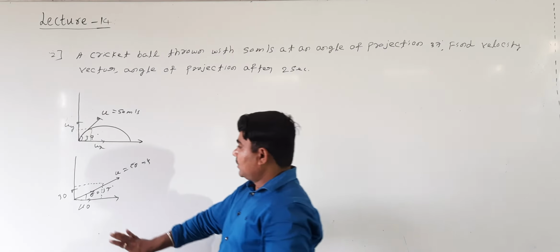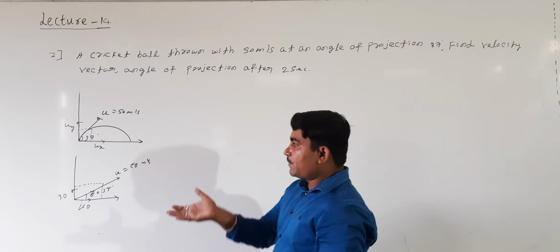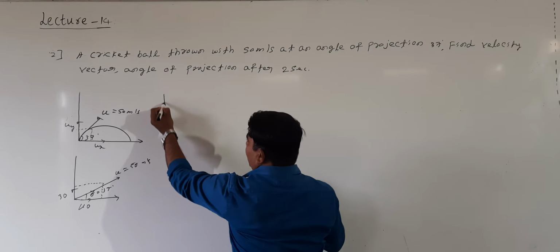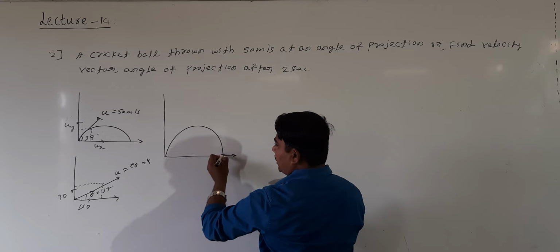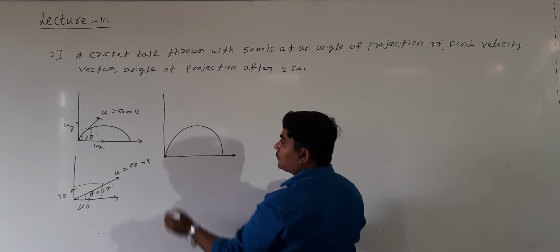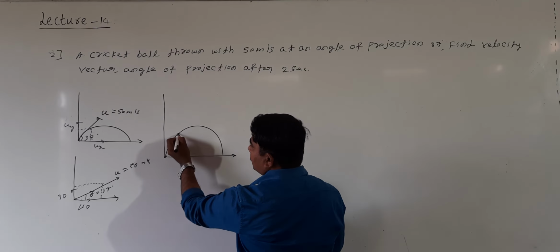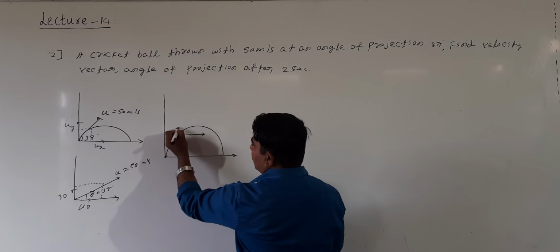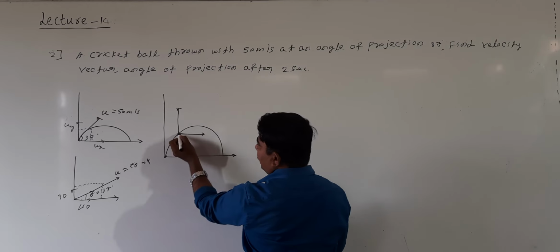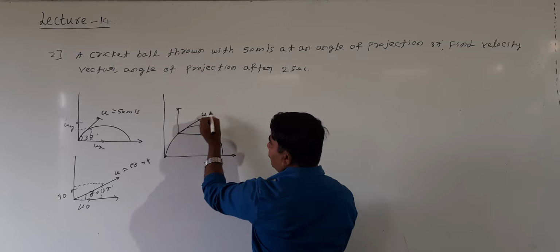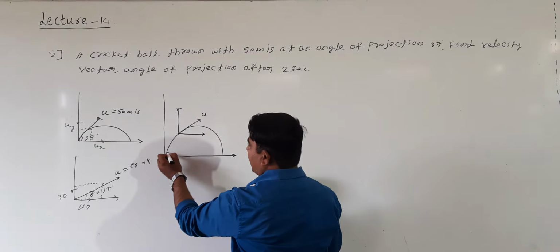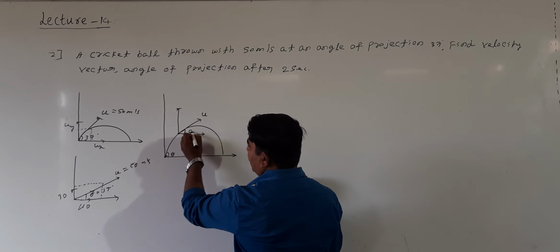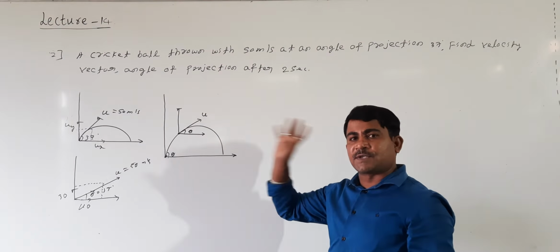Right. Then after 2 seconds, how does the projectile look like? Look at how the projectile looks after 2 seconds. Initially it is 0 here. After 2 seconds it may be here. This is ux component. This is uy component. What about this? Resultant velocity. Then what about this angle of projection? This is the angle of projection after 2 seconds. I am talking about after 2 seconds.